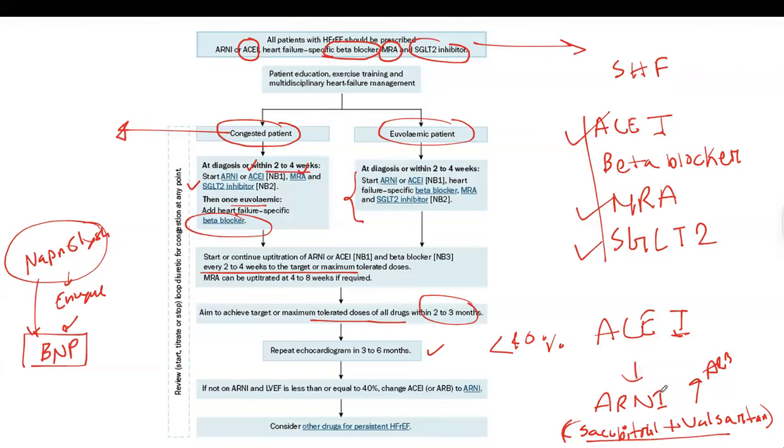That if you start ARNI, because remember, if a patient is still less than 40%, then we change the ACE inhibitor to ARNI. Because the ACE inhibitor and ARB are the same class of action, you have to stop the ACE inhibitor and then change it to ARNI.